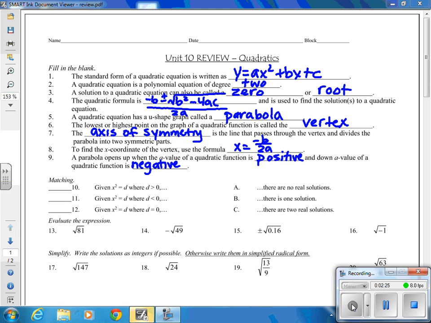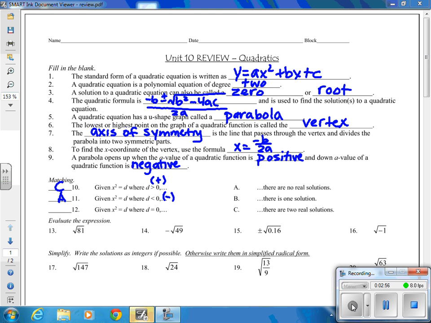Okay. For numbers 10 through 12, you are matching the correct statement on the left with the number of solutions on the right. Right? So in number 10, given that x squared equals a certain number and the d value is greater than 0, that would mean that it is positive. Right? Then you will have 2 real solutions, which is letter C, and that's why you have to have the plus or minus sign. In number 11, if you have the value of d where it is less than 0, that would be negative number, right? Then when you go to square root it, you will have no real solution, so that is letter A.